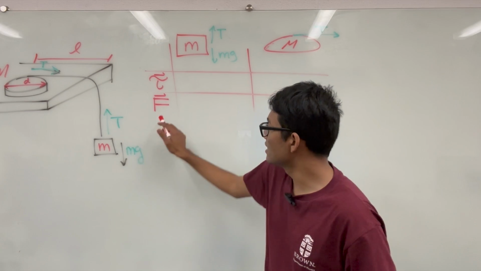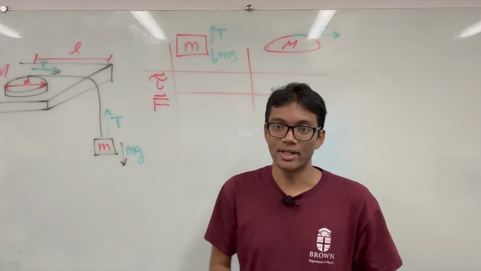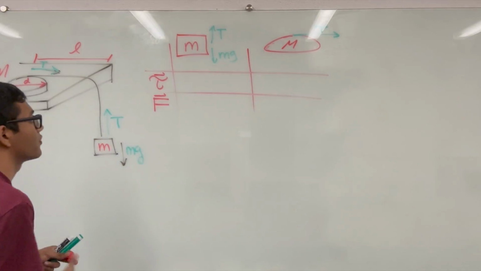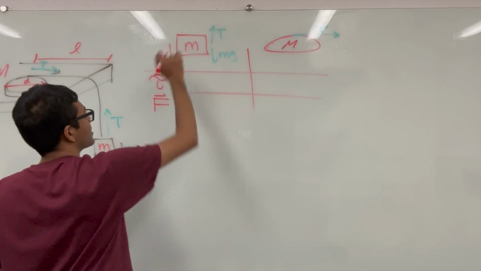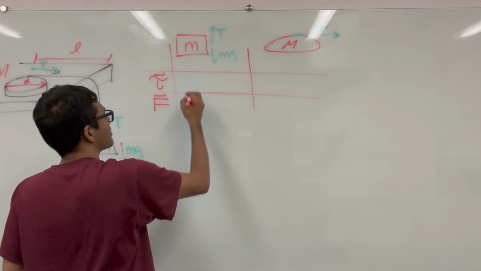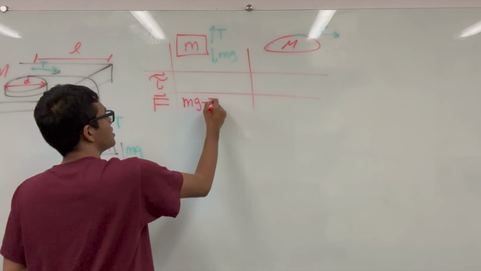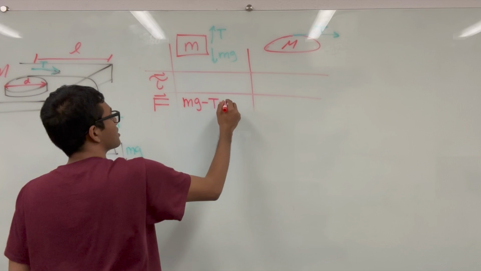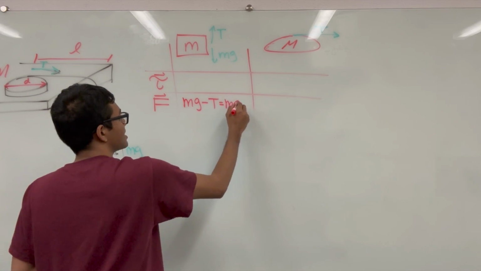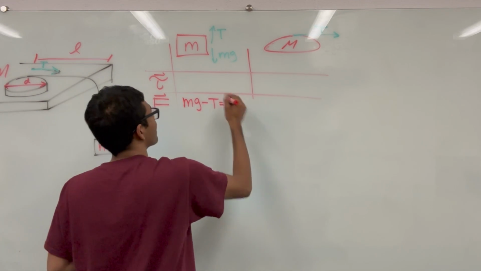So what you see here is force and torque, right? Torque is just the rotational analog of force. So let's apply F equals ma to this one. What do we get? Well, what is helping the acceleration? It's this mg. So mg minus the tension is equal to the lowercase mass times a, where a is the acceleration of this weight.